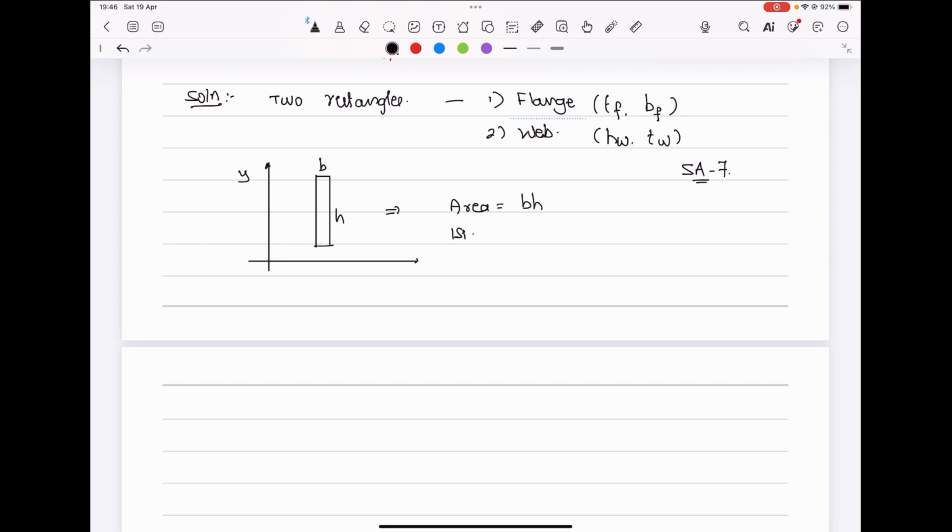First moment of area, what is that value? BH square by 2. What is the center of gravity with respect to x-axis? YC is equal to Y bar is equal to H by 2, for this particular shape I am talking about. And what about the IXX?